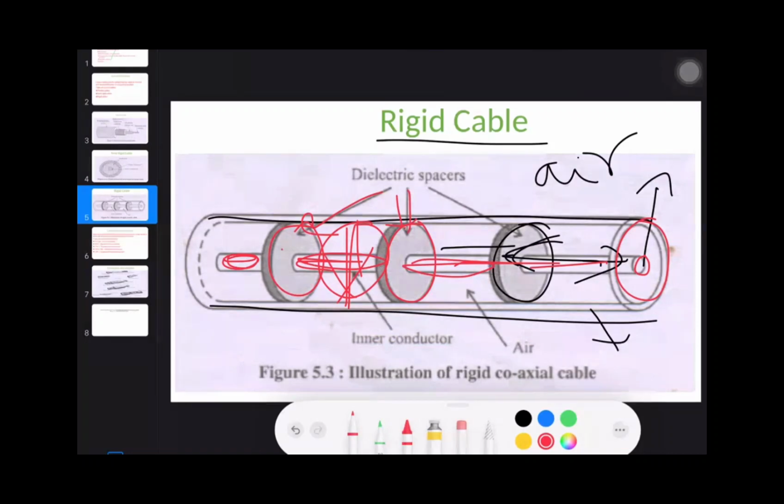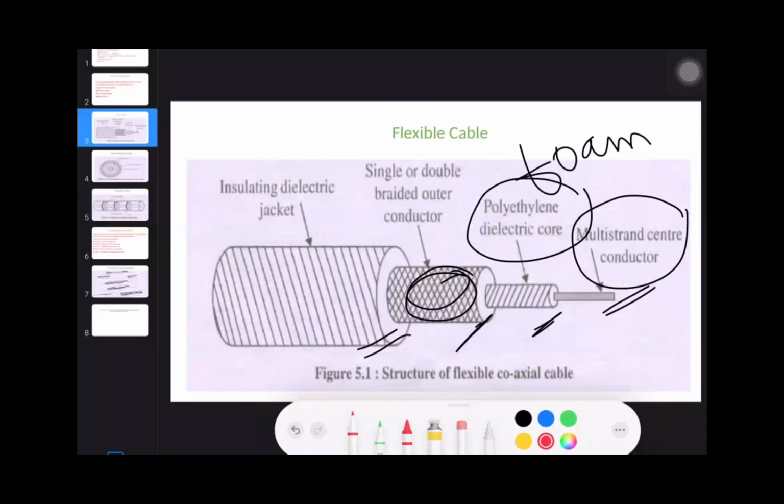So the rigid type of cable is difficult to manufacture, its cost is high, it is difficult to maintain, and it is also difficult to make portable and transfer from one place to another. That's why we don't use the rigid type of cable for most applications. Instead, for most applications we make use of flexible or semi-rigid types of cable.